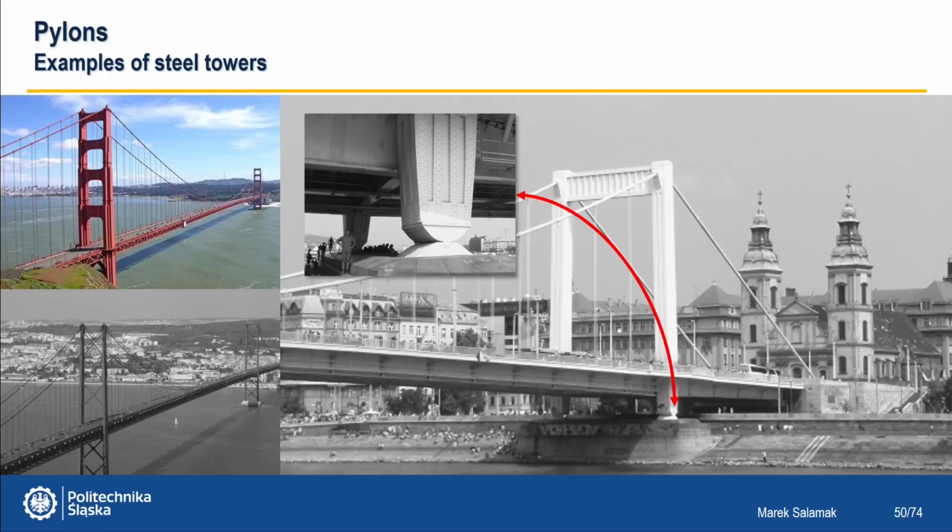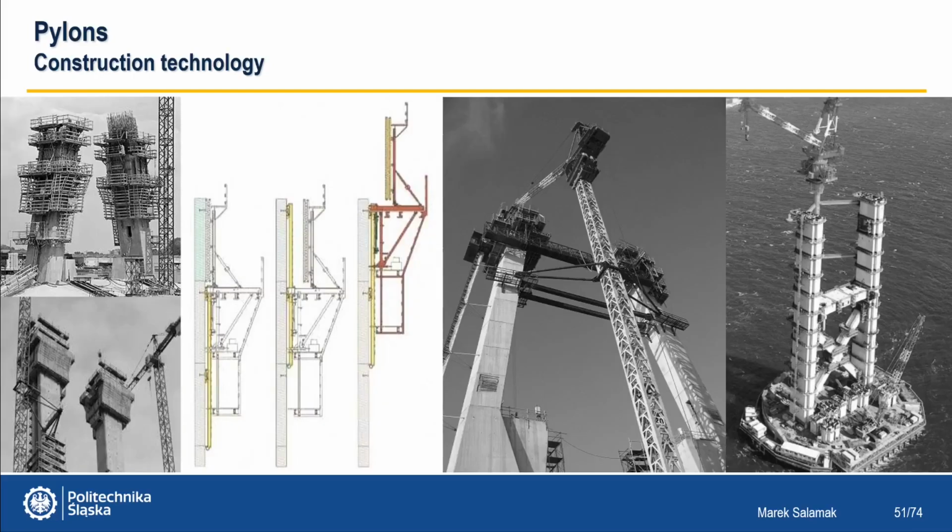Pylons of large suspension bridges can take the shape of rectangular steel frames. On the left, two similar large bridges, the top, the Golden Gate, and at the bottom, the bridge in Lisbon. On the right, the Elizabeth Bridge in Budapest, the pylon of which is supported by a rocker arm and its enormous joint is visible. For the construction of tall concrete pylons, sliding formwork is most often used.